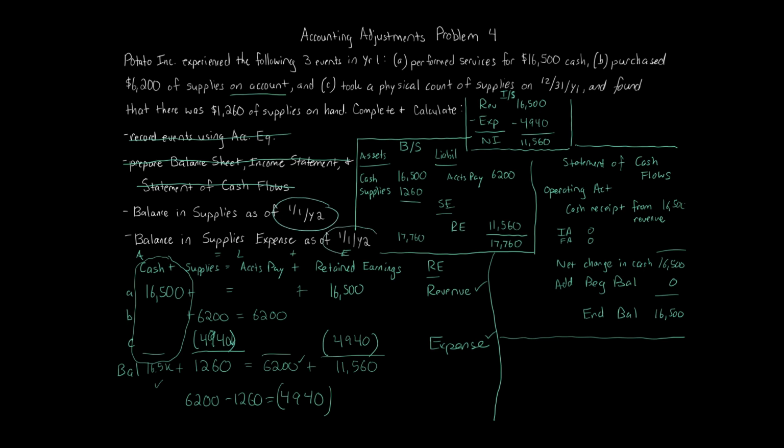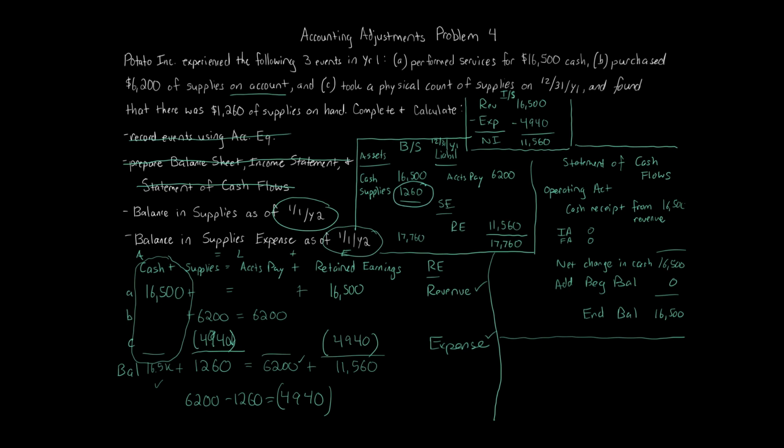Now remember one thing. End of the year rolls over to next year for balance sheet accounts, which are known as permanent accounts. So anything that's on the balance sheet will roll over. This is balance sheet for 12/31, year 1. This will also be what you see in the balance sheet, the beginning of next year, 1/1, year 2, the very beginning, right before the day begins. So our supplies, if it's asking for balance in supplies as of January 1st, year 2, that's going to be $1,260.